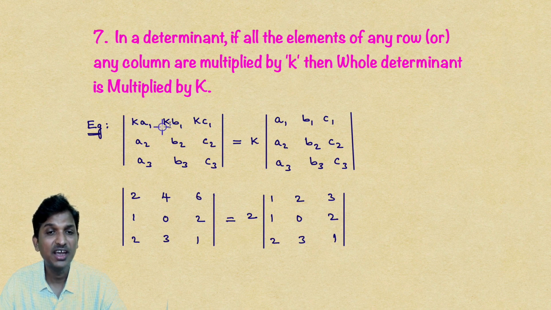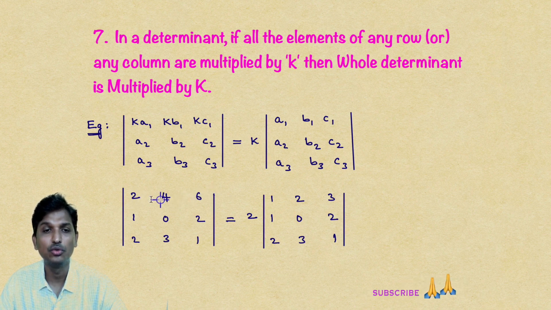For example, I considered here the first row. You can take it in second row also. You can take it in first column also, right? So if all the elements of any row are multiplied by k, then the whole determinant is multiplied by k. You observe this is the determinant they given. You observe the first row. All the elements of first row are multiples of 2. This can be written as 2 into 1, this as 2 into 2, this as 2 into 3. So the whole determinant is multiplied by 2. Like this, I can take 2 common from the first row.